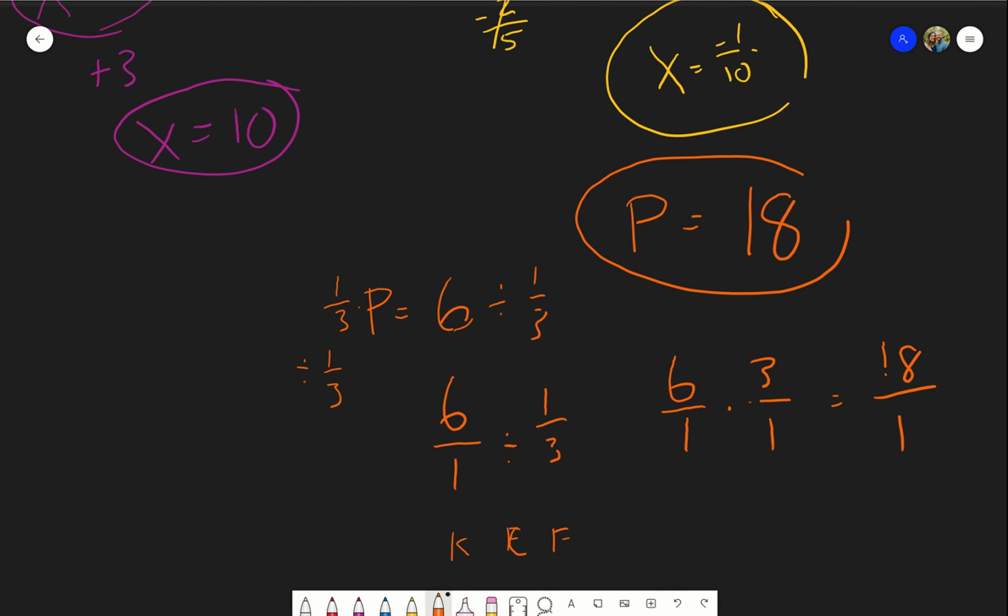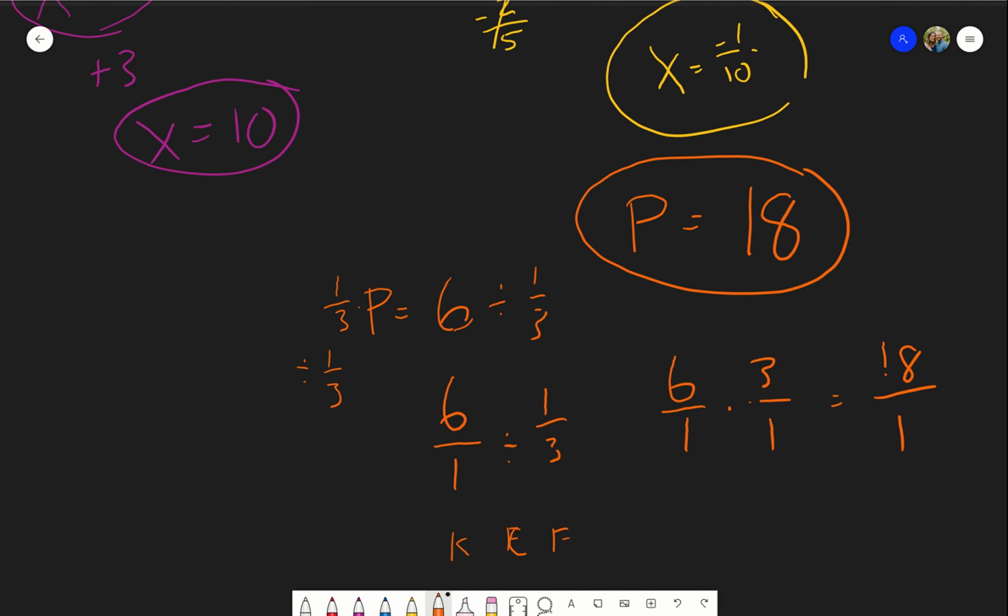P equals 18. All right, I know you are looking at this and I'm sure you're wondering, what the heck am I doing? What is happening? I don't know. We're going to do some practice. We're going to work through it. I'm coming back soon so we can talk all about this in person.